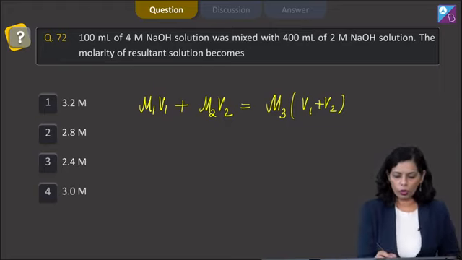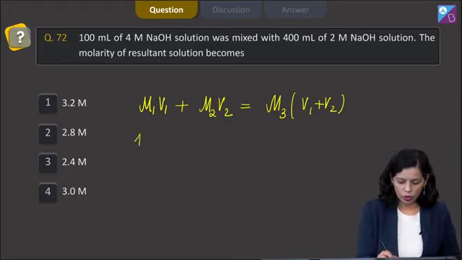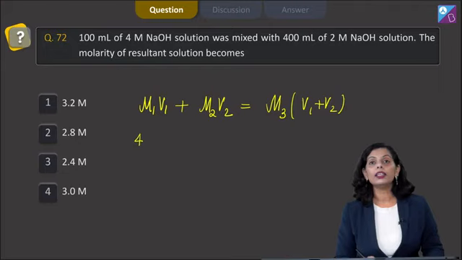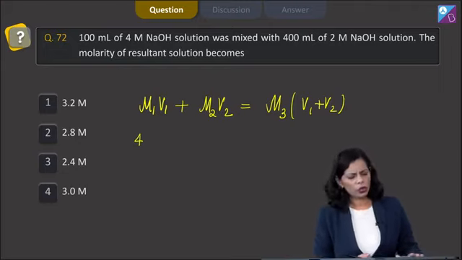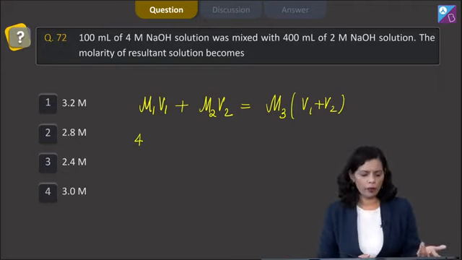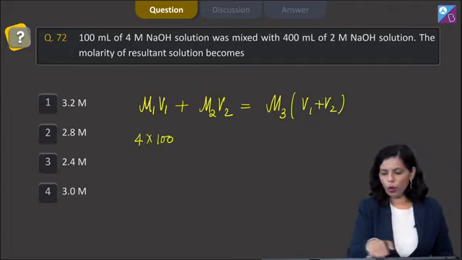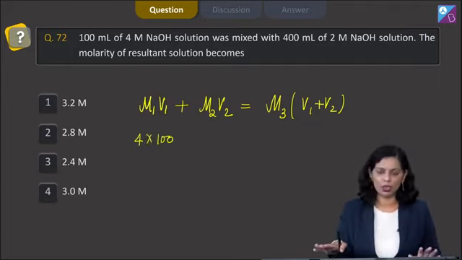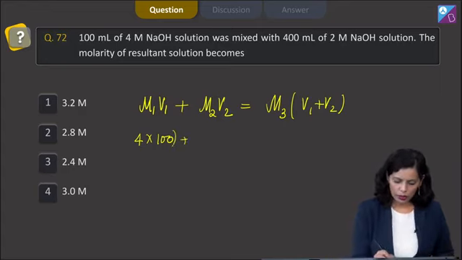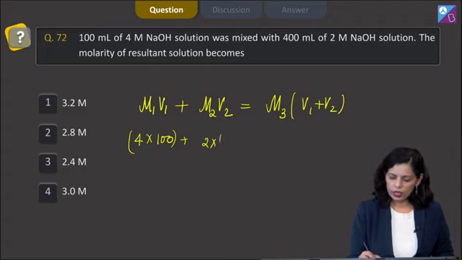Okay. So, molarity is 4 molar. Okay. Volume is in milliliter, not in liter. So, let me just proceed that way only. I am just considering the volume in milliliter because at all the places the volume is in milliliter only. So, the same value I am going to take. Okay. M2 is 2 molar. Volume is 400. So, this can also be written this way.